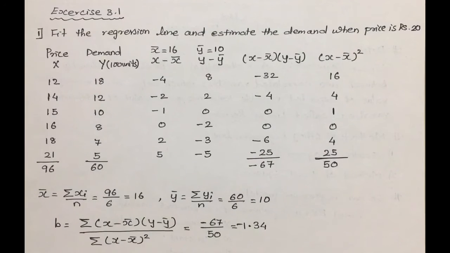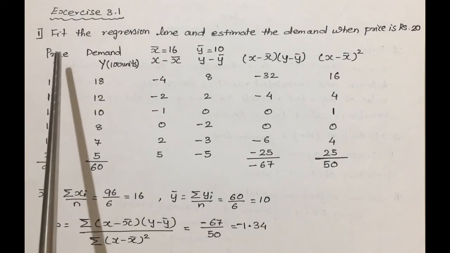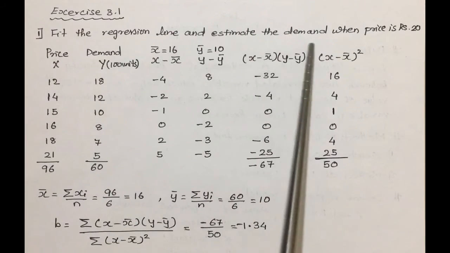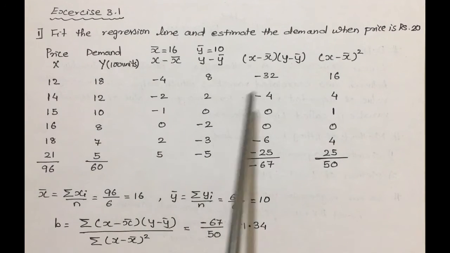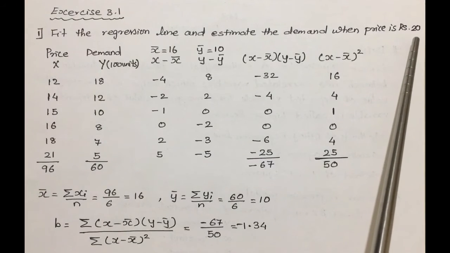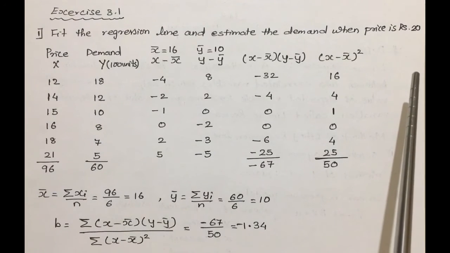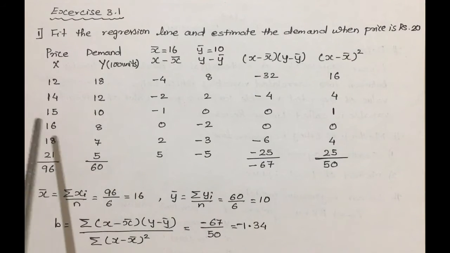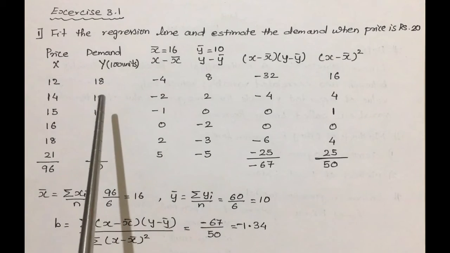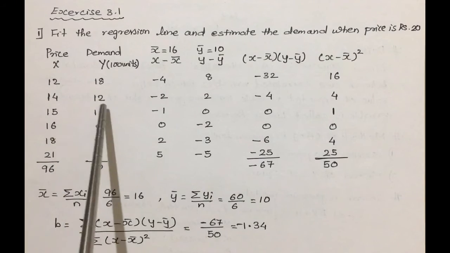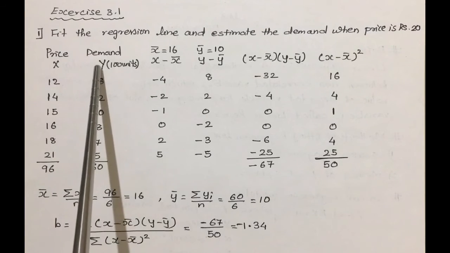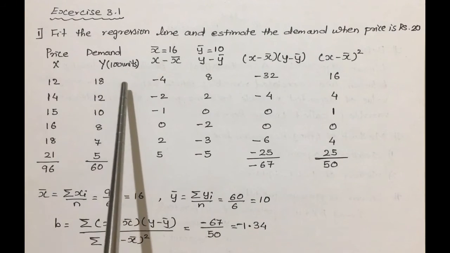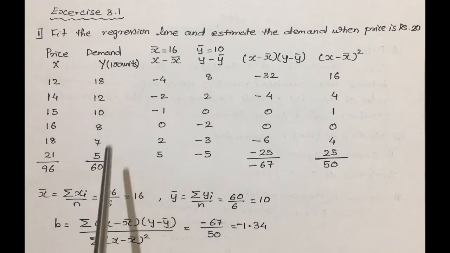Now we will take up exercise 3.1. The first example given is: fit the regression line and estimate the demand when the price is ₹20. That means we have to calculate y when x is given to be 20. But before that, we have to make the regression line. Two columns are given. First is price, which we consider x. Second is demand, which we consider y, and it is given in 100 units.